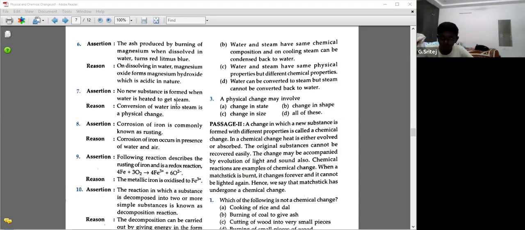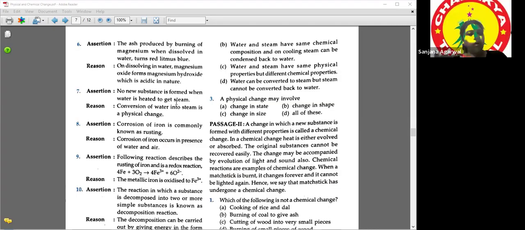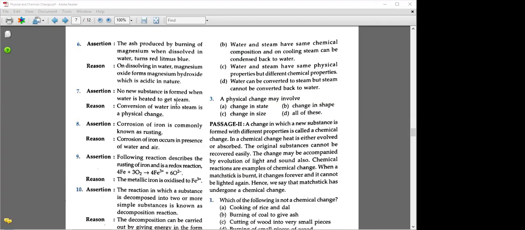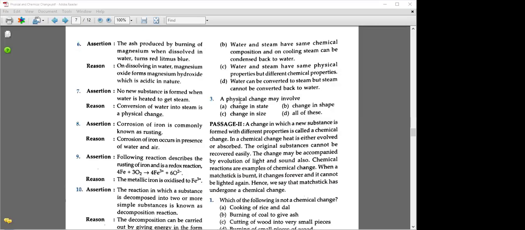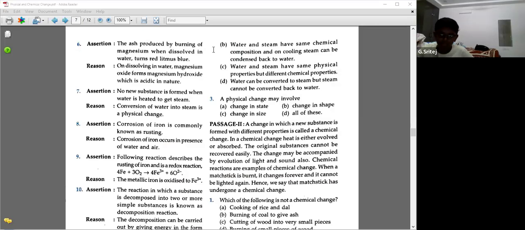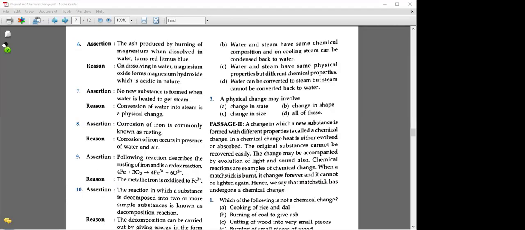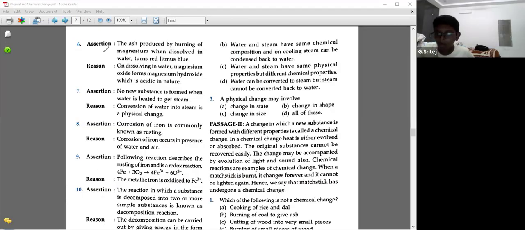So you mean ash produced by burning of magnesium. What product is obtained when magnesium is burned? Ma'am, when magnesium is burned, magnesium oxide, but when it's mixed with water, it's magnesium hydroxide. Ma'am, but magnesium hydroxide is a base, not acid. Yes, ma'am. I'm sure it's true. Ma'am, so it's option C. Assertion is correct and reason is false.